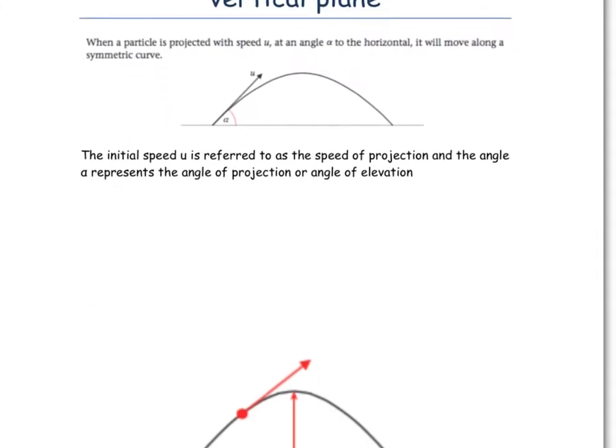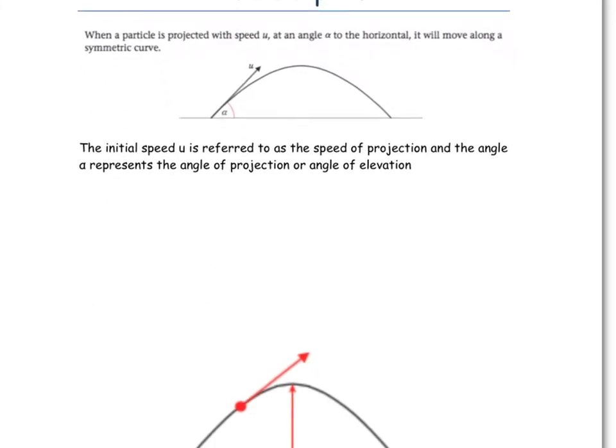And when we have this situation, the initial speed u is referred to as the speed of projection, and the angle alpha represents our angle of projection or angle of elevation. And we can use our diagram here to find out the component of the speed that is acting in the vertical direction and in the horizontal direction. And this is done very similar to how we looked at forces on an incline, by looking at it acting perpendicular to the slope and down the slope. Well, it's very similar to that.